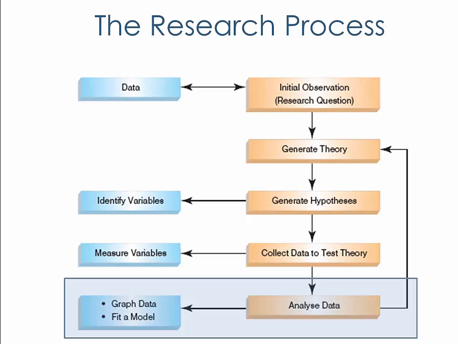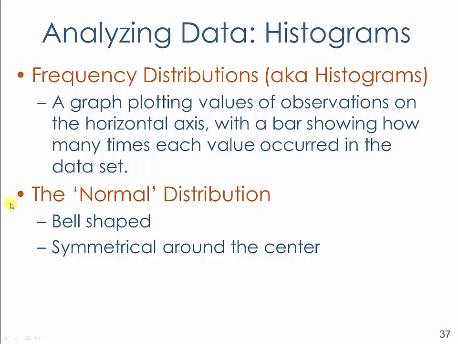Referring back to our research process overview, we got to the bottom and talked about graphing the data and fitting a model. Let's go a little bit into detail on the topic as well. One of the things we can do is analyze data with a histogram. A histogram is a graphic measure of looking at our data, and it's a graph plotting the values of observations on the horizontal axis with a bar showing how many times each value is counted in the data set.